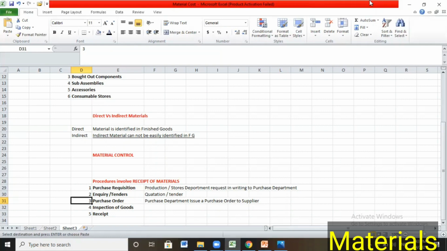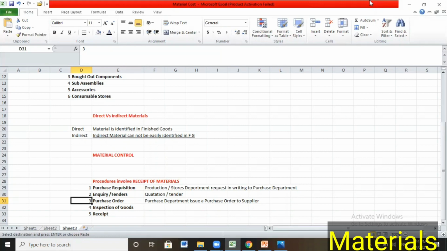Inspection of goods. The fourth procedure is inspection of goods. In case of inspection, this is when the material dispatched by the supplier is first subject to inspection before being accepted and received in the stores. So the inspection procedure is as follows.